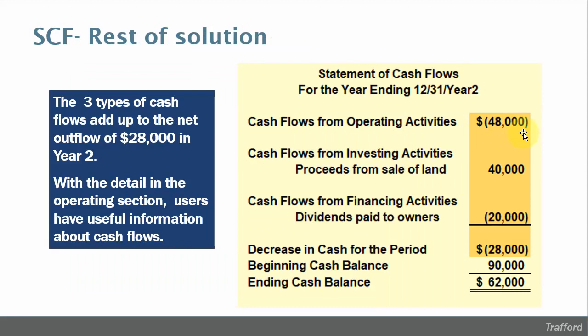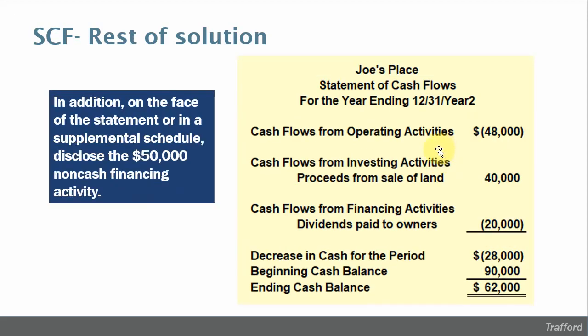The negative 48 grand, positive 40 grand, and negative 20 grand all net to a $28,000 decrease in cash for the period. So you can see that we've told the reader that cash decreased by $28,000, and we've now provided them some detail on that $28,000 decrease in cash and what created it. The detail for operating activities, of course, as you know, would show up here as well. I'm just shortening the statement.